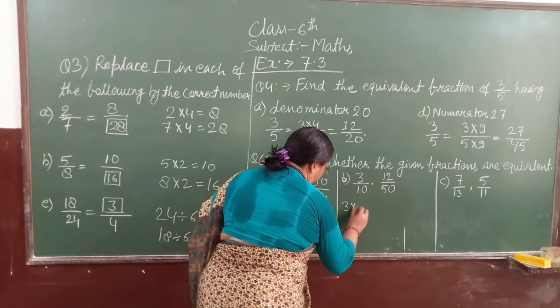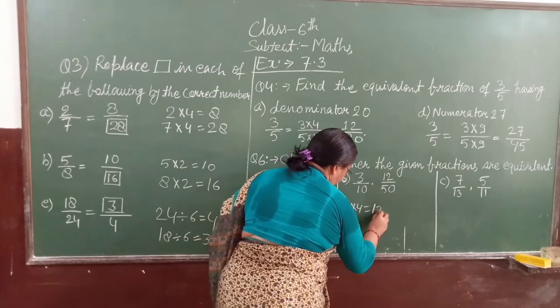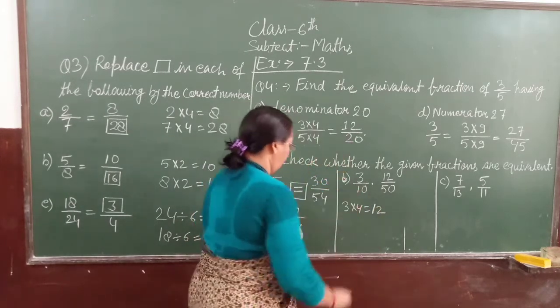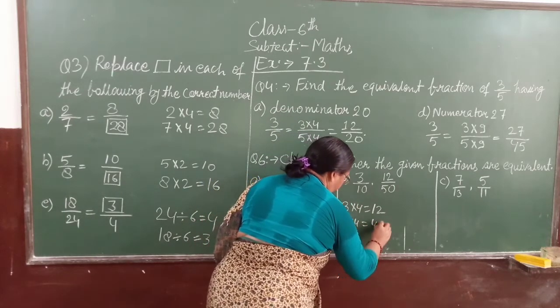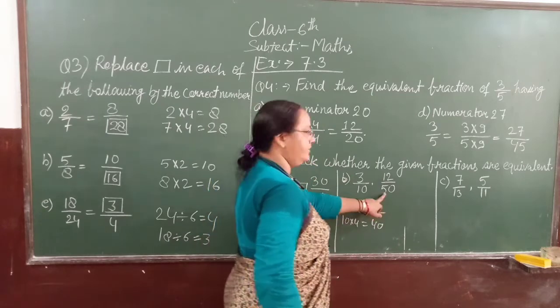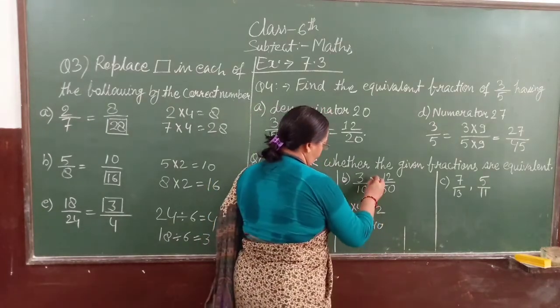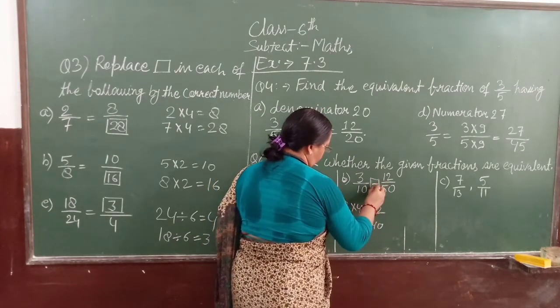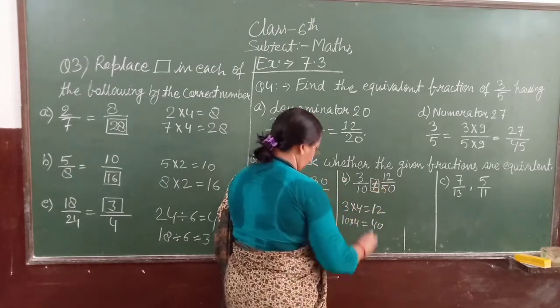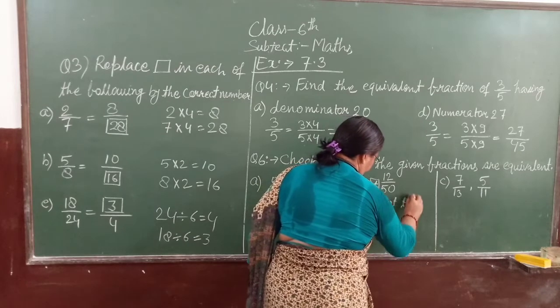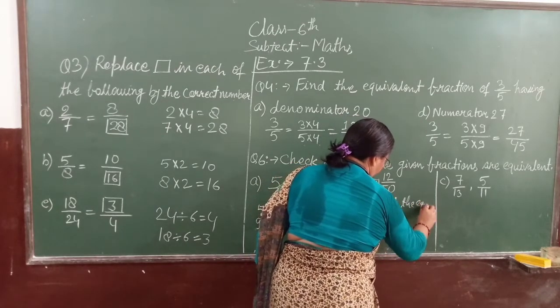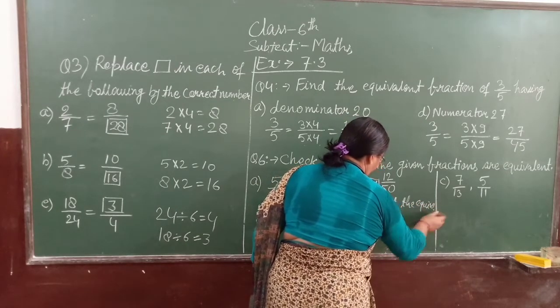Look here, question number B. 3 multiplied with the 4 is 12. Also we have to multiply 10 with the 4. This is 40. Look here. Here 50 is given. So this is not the equivalent fraction.